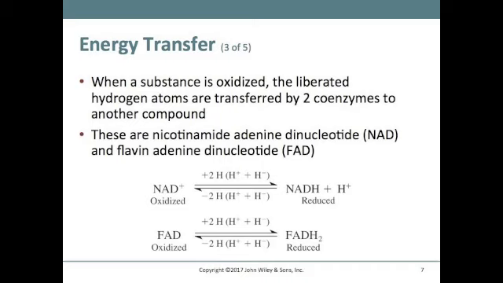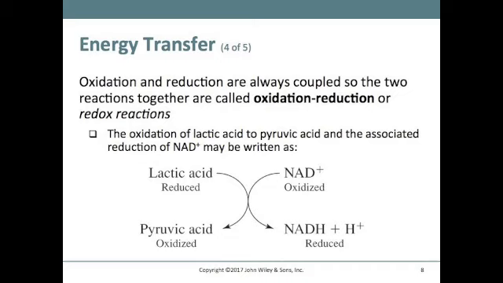In the other equation, FAD is reduced to FADH2 when it gains a hydrogen ion and a hydride ion. And FADH2 is oxidized to FAD when it loses the same two ions. Oxidation-reduction reactions, or redox reactions, are what we call coupled reactions. They're coupled because anytime one substance is oxidized, another substance is reduced, or vice versa. And we can see that in this equation on the slide we're looking at.